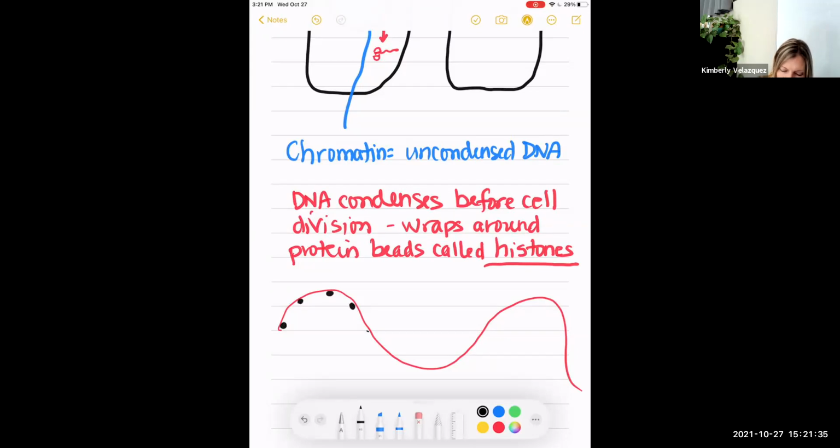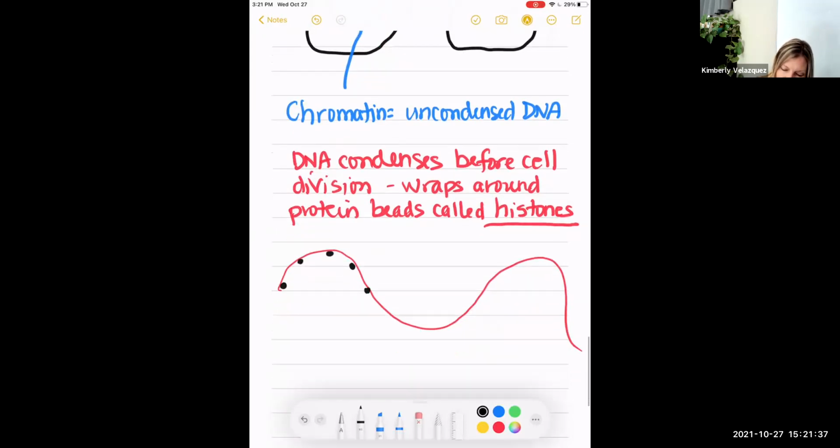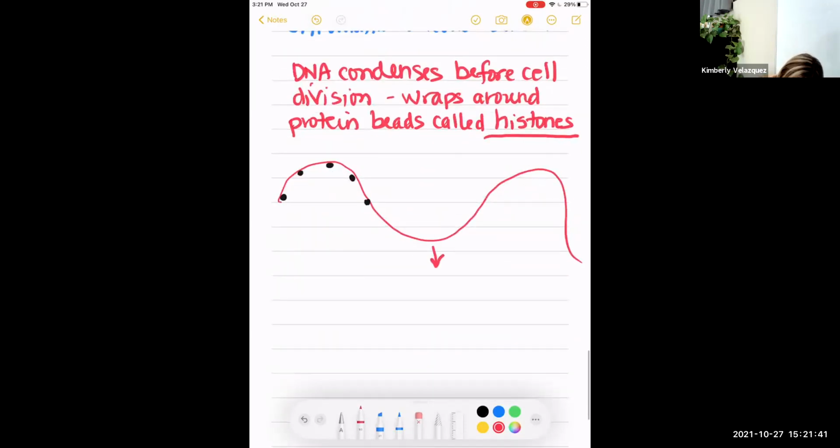And then it's going to wrap on itself again and again and again. And eventually you're going to go from this stretched out DNA to this really tightly coiled DNA that looks like this. And interspersed in here are all these little protein beads that it wrapped around. And if that's attached to another one, it would end up looking like this.